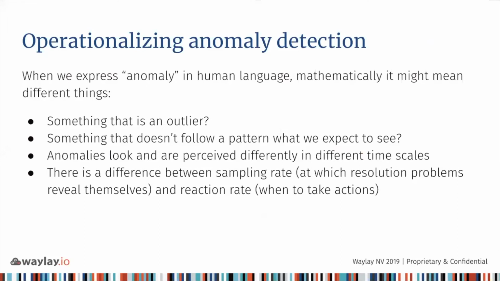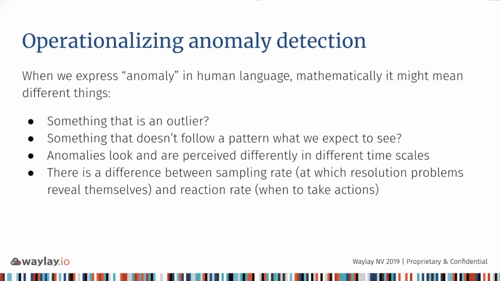So just to summarize, what we mean by operationalizing anomaly detection is that how people express an anomaly in human language is much different from how mathematics looks at it. It really depends on what time frame you're looking at. Is it a peak outlier, or is it a pattern that we want to follow, where we detect a break in the pattern, and that is our anomaly? So anomalies are perceived differently at different time scales. That's a very important thing to keep in mind.